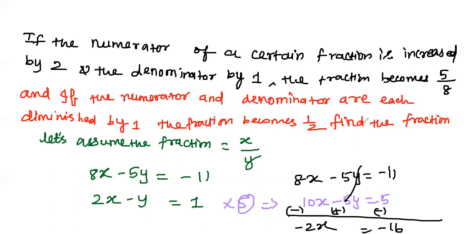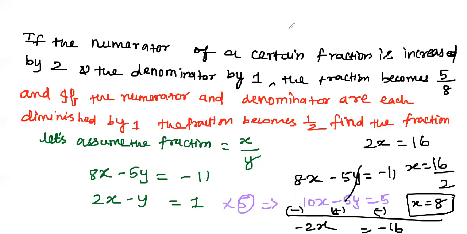So you have minus on both hand sides. You can cancel them out. It's just 2x equal to 16. So x is equal to 16 upon 2. So x is equal to 8.